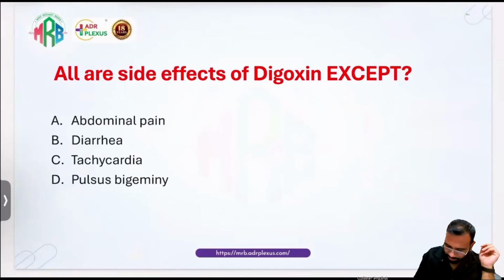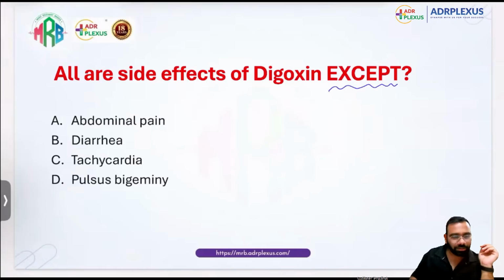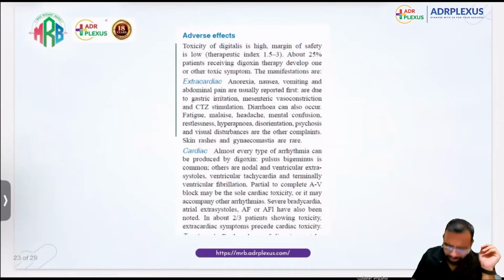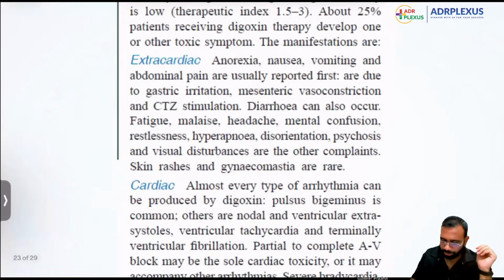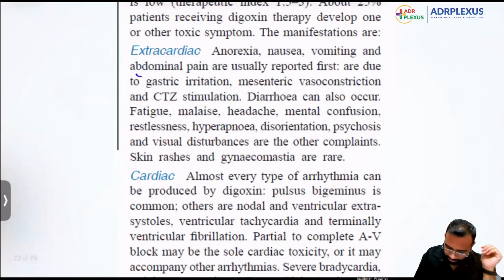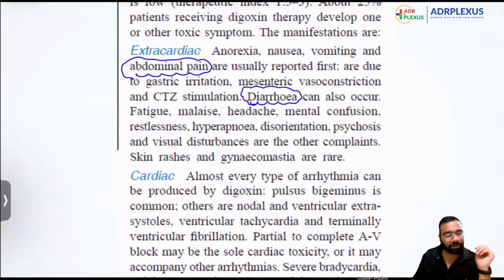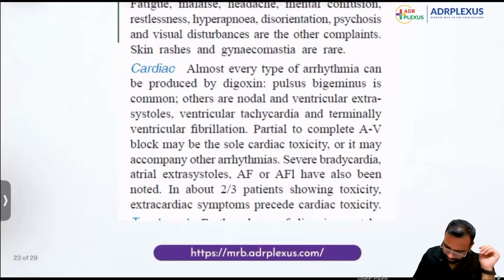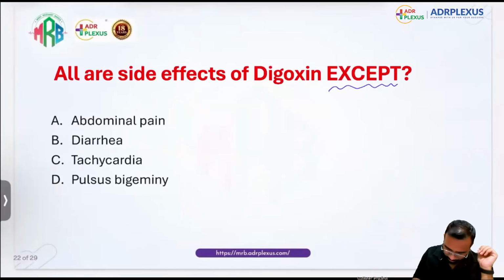All are the side effects of digoxin except, again an exception. If you see the references here, as we know, digoxin is a drug used in heart failure. It has a very low therapeutic index. Now, what are the ADRs? Extra cardiac ADRs include abdominal pain, right? Diarrhea, right? Next, it is going to cause pulsus bigeminus. It is going to cause bradycardia. It is not going to cause tachycardia. So these are the three things.